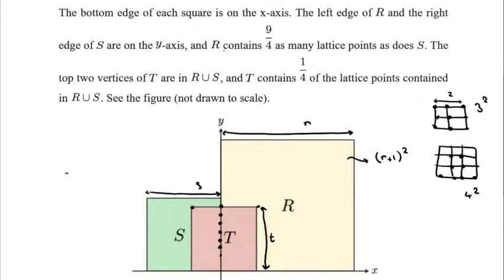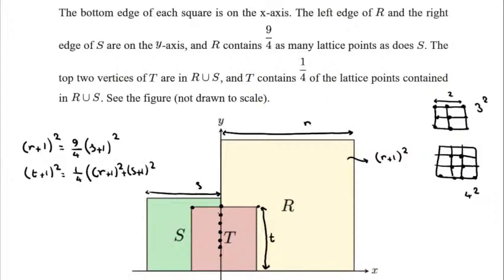The first one, R contains how many lattice points? Also on perimeter, R plus 1 squared, 9 over 4 as many lattice points as S does. S plus 1 squared. And then the next one. T contains how many? T plus 1 squared, 1 over 4 of the lattice points contained in R union S. R is R plus 1 squared. S is S plus 1 squared.